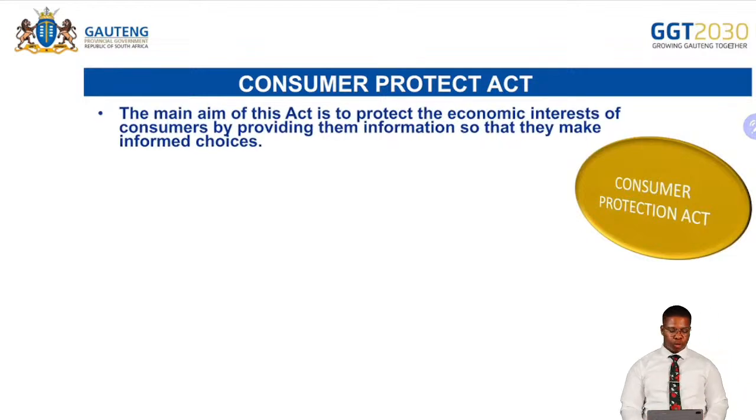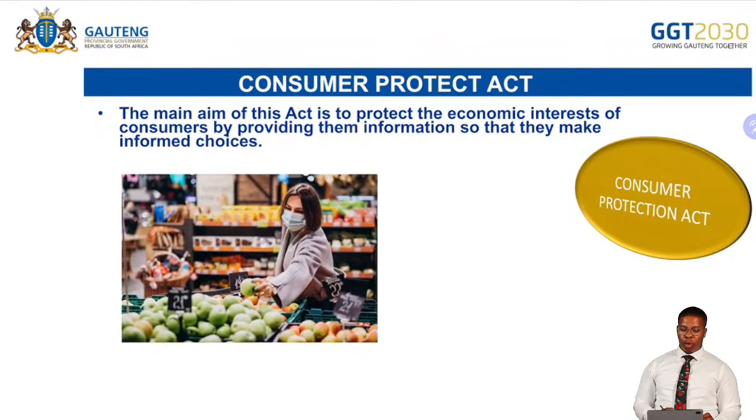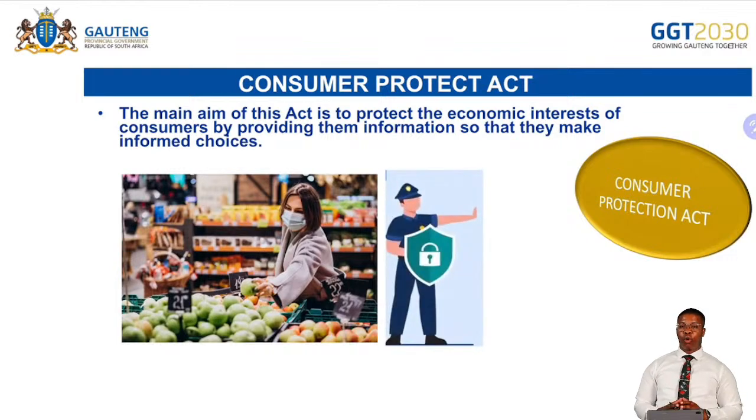Now let us look into consumer protection. Why was it introduced? The main aim of this act is to protect the economic interest of consumers by providing them with information so that they can make informed decisions. So the aim is to protect consumers so that they make informed decisions.